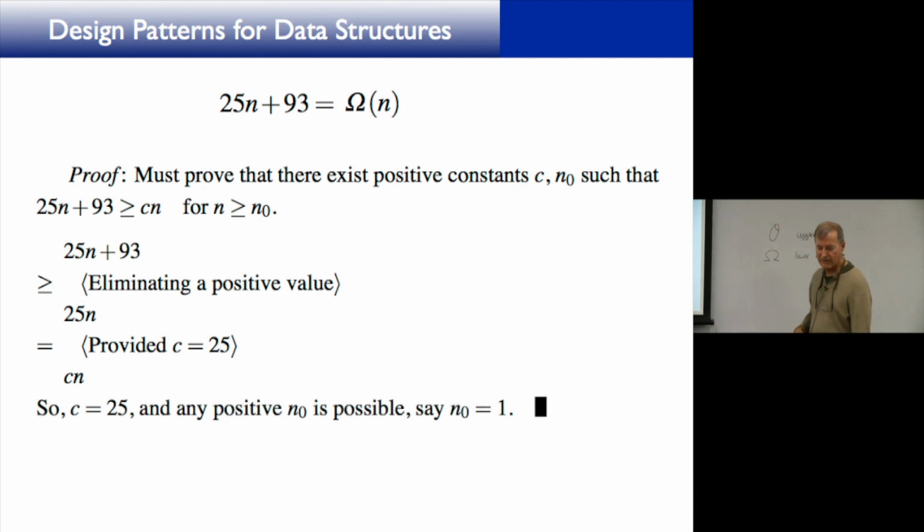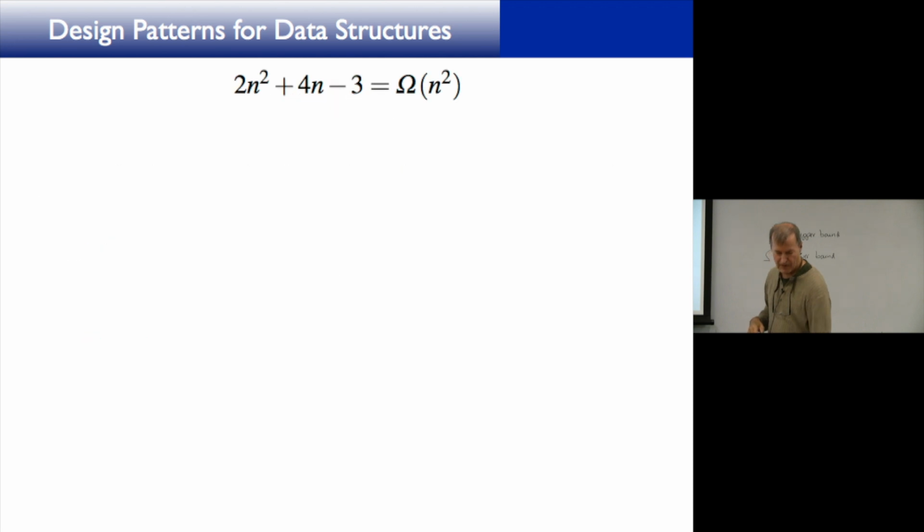So c equals 25, but now by convention, our convention is going to be that if any positive n naught is possible, we'll just always pick n naught equals 1. All right, because you got to pick one to show that it exists. All right. Is everybody clear on this? Remember that situation? Okay, let's do 2n squared plus 4n minus 3 is bounded below by n squared.